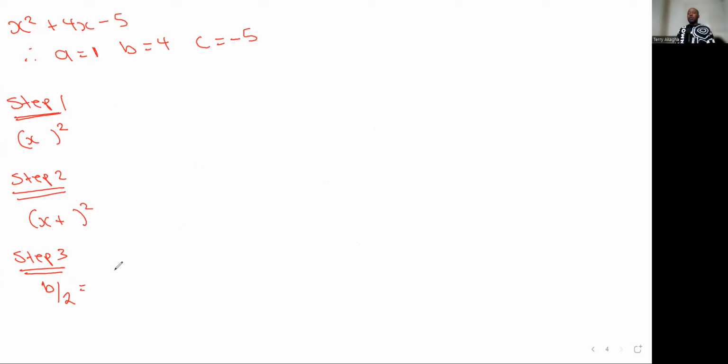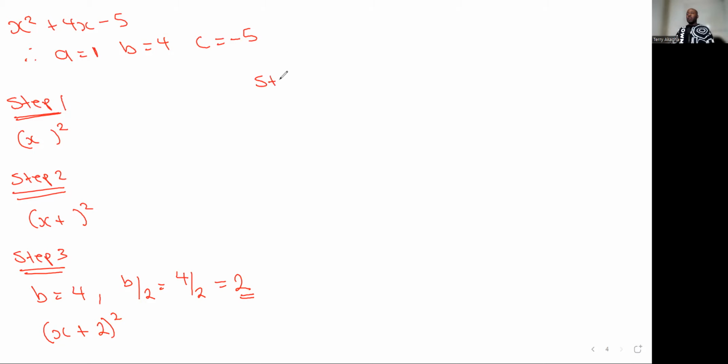Let me write the value of b first. So b is equal to 4, right? Then I can now say b over 2 will become 4 divided by 2, and that will give us 2. So b over 2 is equal to 2. So we're going to write it in front now. So it's going to be x plus 2 all squared. Are you seeing it?